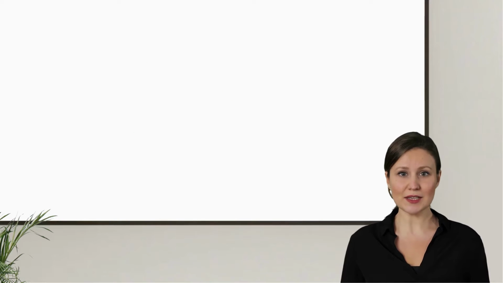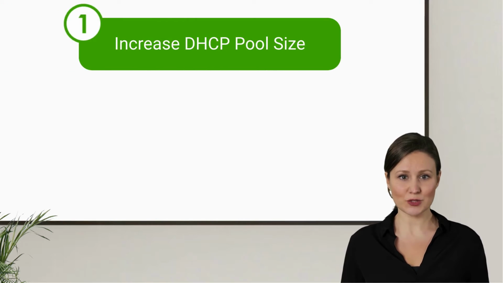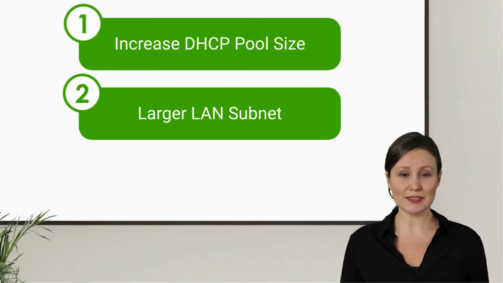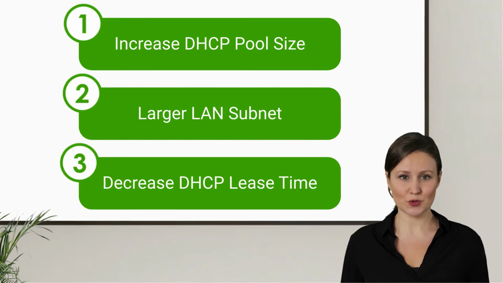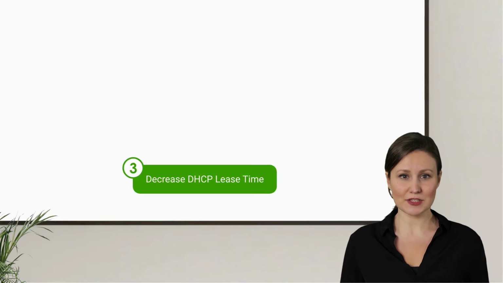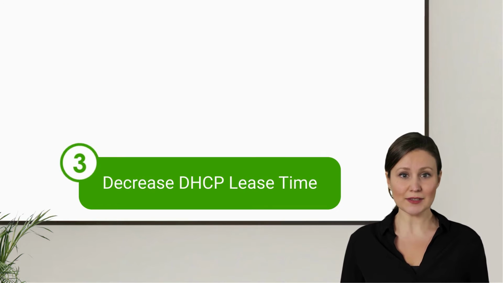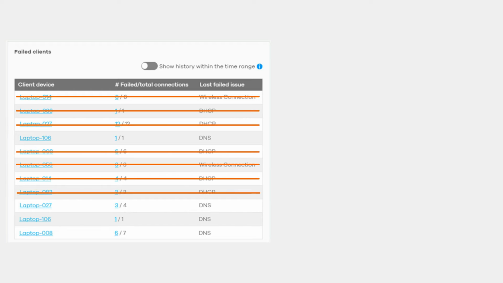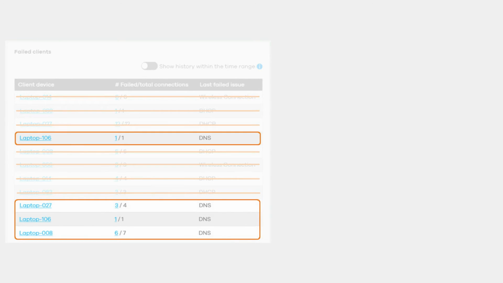In cases like these, we can either increase the DHCP pool size, change into a larger LAN subnet mask, or decrease our lease time. For the time being, we're going to decrease the DHCP lease time since this has the least impact to our live network. So we can now cross off DHCP issues from the list as well. We're now just left with our DNS issues.